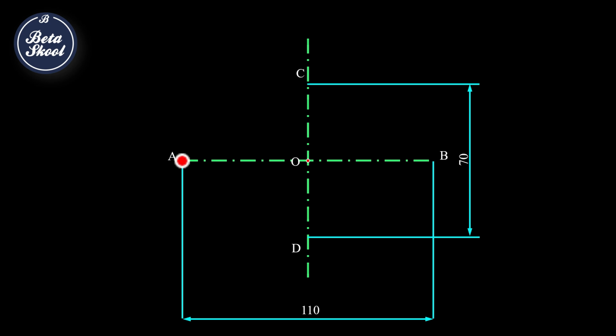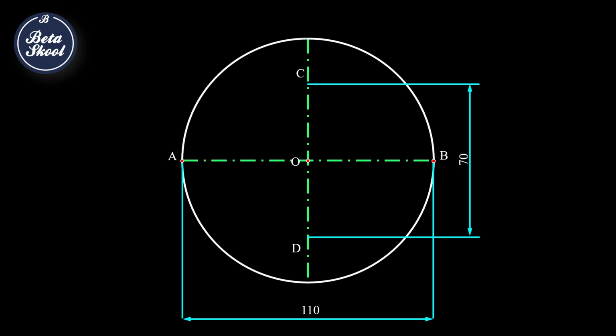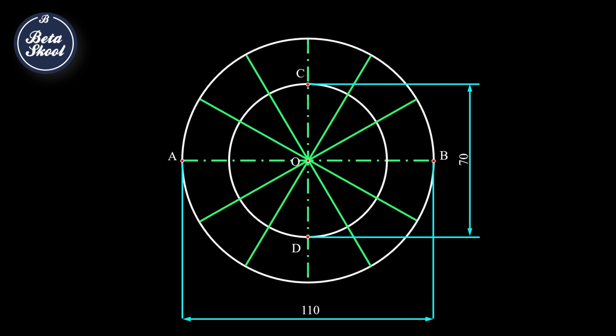With O as the center, draw two concentric circles. One circle should have a diameter equal to AB, and the other should have a diameter equal to CD. Divide both circles into 12 equal parts, either by protractor or by compass. Each part will be 360 divided by 12, that is 30 degrees.